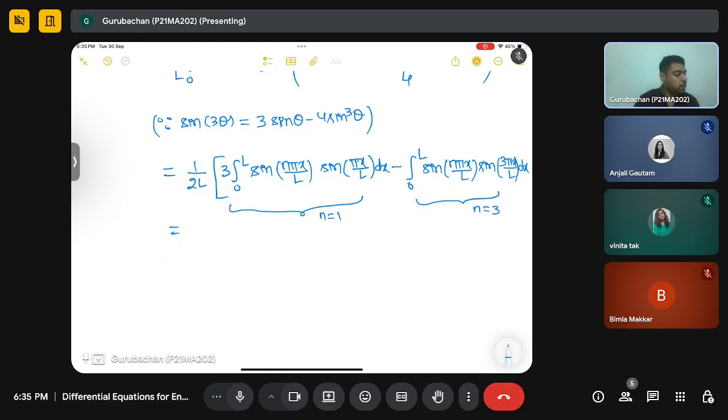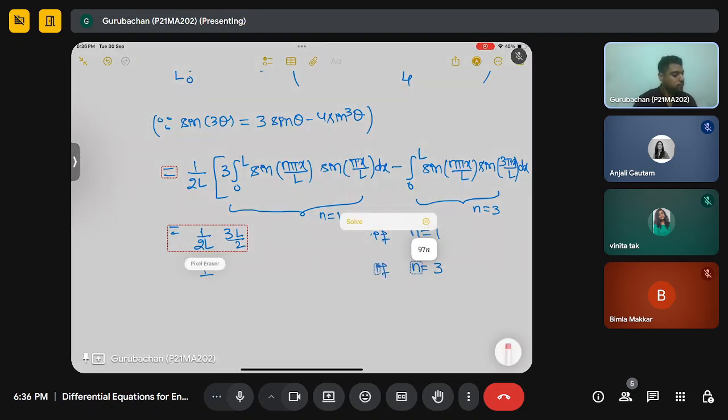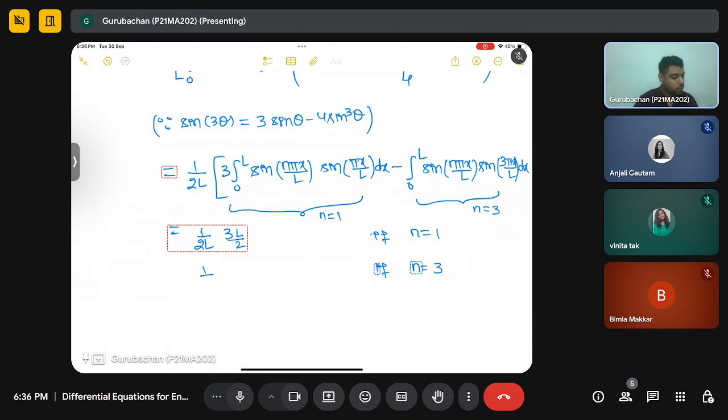So that means if I would write explicitly, if n equal to 1, then this value will give you 1 by 2L, 3 times of what is the value, what will be the value of this integral? This will be L by 2. Now if n equal to 3, so 1 by 2L, 1 by 2L, L by 2. Otherwise these both integrals will give you 0 value.